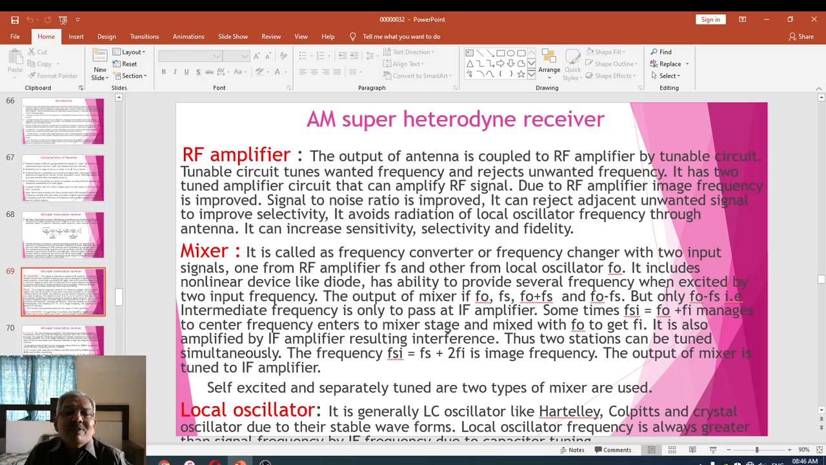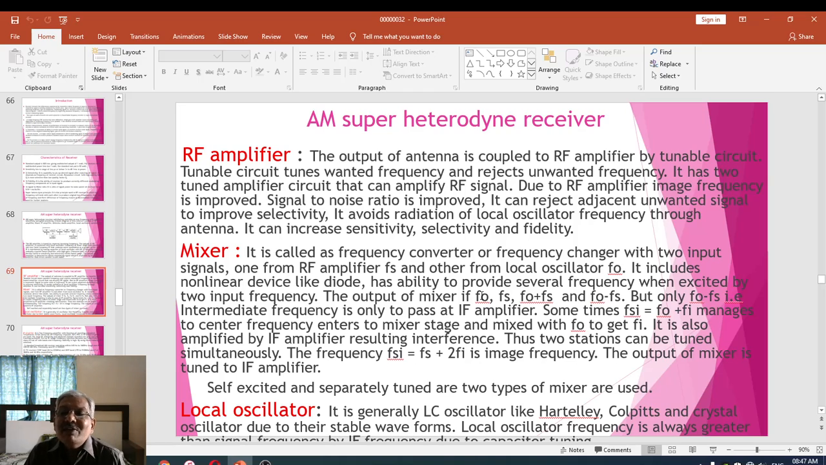It includes a non-linear device like a diode, and it has the ability to provide several frequencies when excited by two input frequencies. The output of the mixer has four frequencies. One is Fo, that is the oscillator frequency. Second one is Fs, that is the signal frequency received by the antenna. Next one is the sum of both frequencies, that is Fo plus Fs. Next will be Fo minus Fs. It is known as the intermediate frequency.